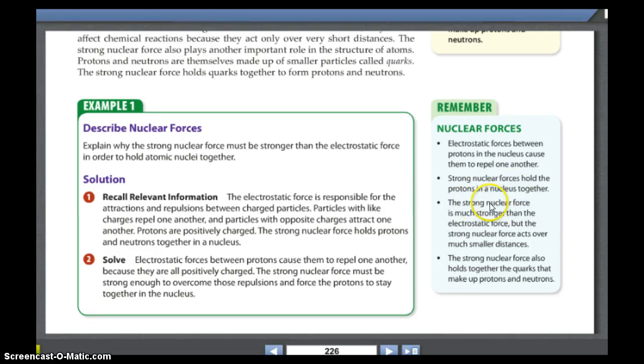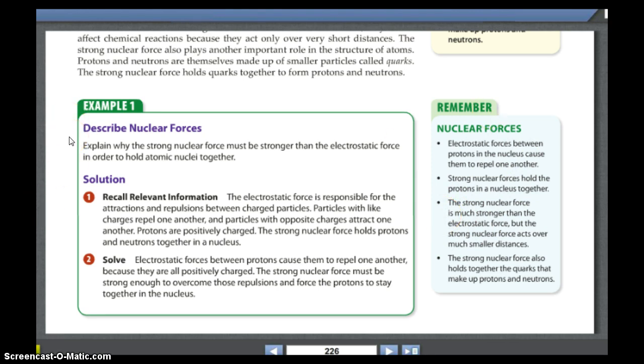So the strong force is crazy strong, and it holds the quarks together, it holds the nucleus together, but it's only strong over a short distance. Okay? Electrostatic forces are stronger over a larger distance, which is basically why the strong force overrules the electrostatic force in the nucleus, but it can basically be ignored once you get outside the nucleus into the electrons.